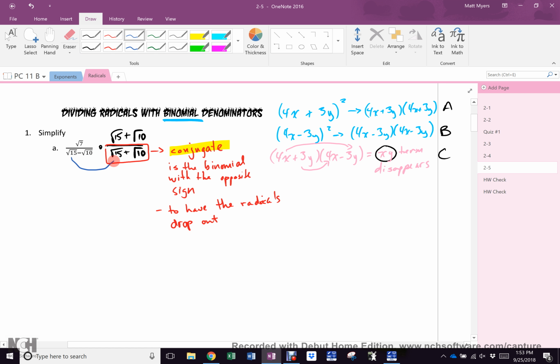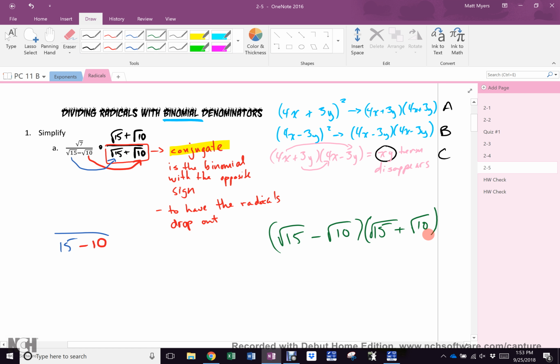What is the root of 15 times the root of 15? 15. What is the root of 10 times the root of 10? 10. Negative and a positive, minus 10. Now, some of you will say, what? What'd you just do there? Well, of course, like all good math teachers, we show you why it works. And then you promptly forget why it works and just learn the steps that you took to do it. I don't care about that. I make sure you see why.